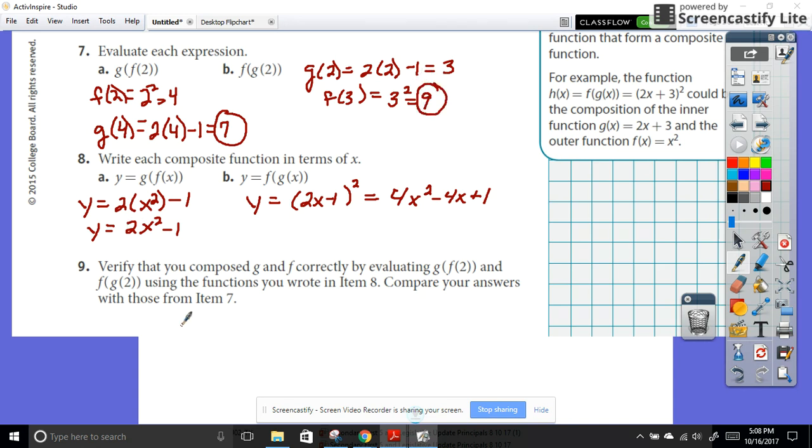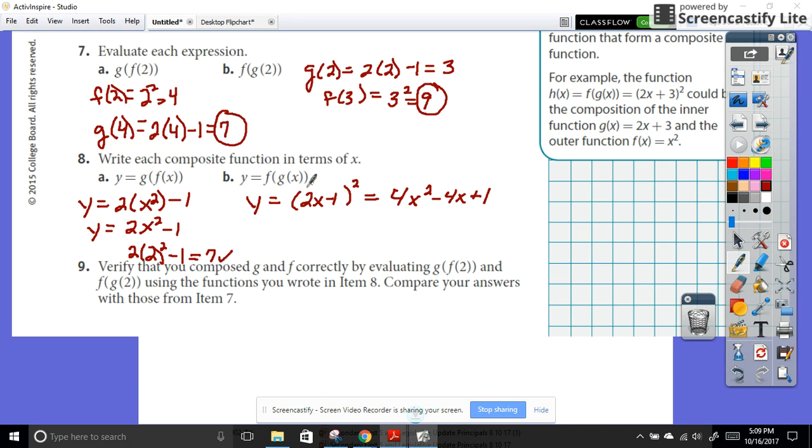Okay, so we're going to try it out by saying, in this equation right here, I'm going to say 2 times 2 squared minus 1. You have to follow the order of operations. So 2 squared is 4. 4 times 2 is 8. 8 minus 1 gives me 7, which was the exact same thing we got up there.